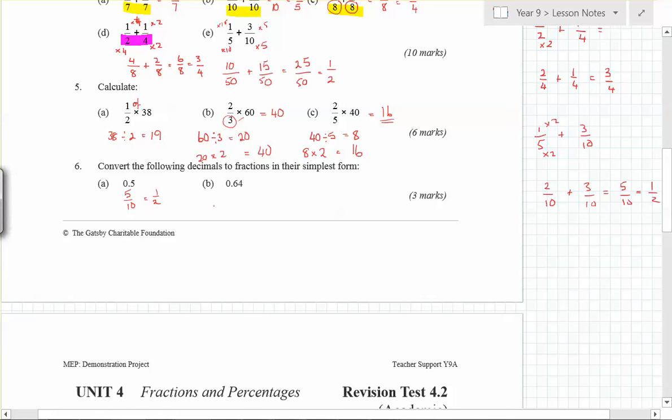The next one is what as a fraction first? 64 over 100. Good. But then we need to simplify. It would go 32 over 50. Does that go again? Yes, 16 over 25. Should that go again? No, 25 cannot divide by 2. But is there anything else? Just check. What does 25 divide by? 5, but 16 doesn't. So we're happy that this is probably the simplest.